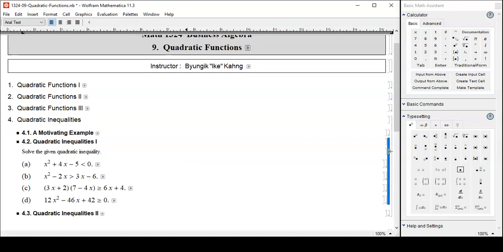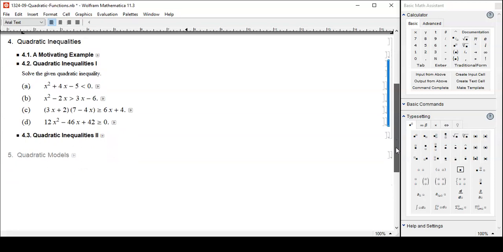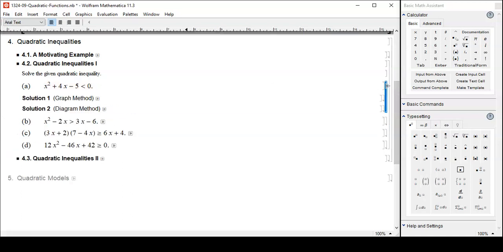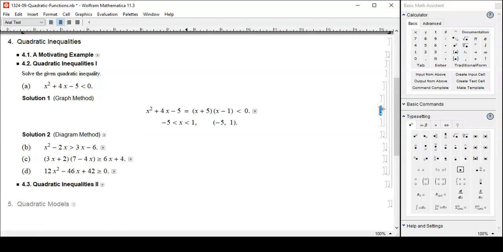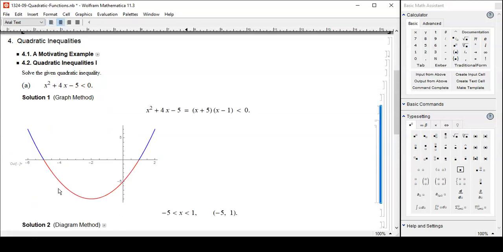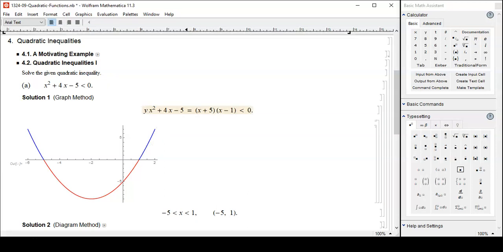How do you do it right? Well, let's discuss only the easiest method, because this is just business algebra, not STEM algebra. First, let's come back to the very first problem that we studied, and a graph method associated to a graph of the quadratic function y equals x squared plus 4x minus 5. After being factored like this, y has to be less than 0. Okay, we have the quadratic function y equals x squared plus 4x minus 5, and this one here is the intercept form. Now, y is less than 0.